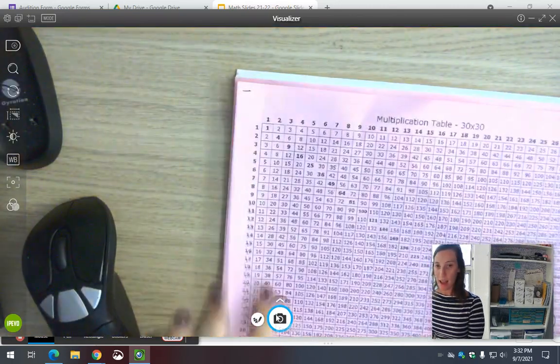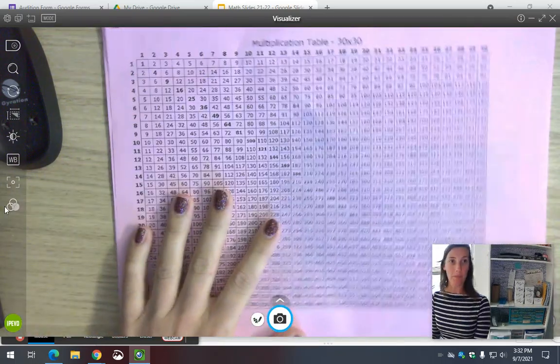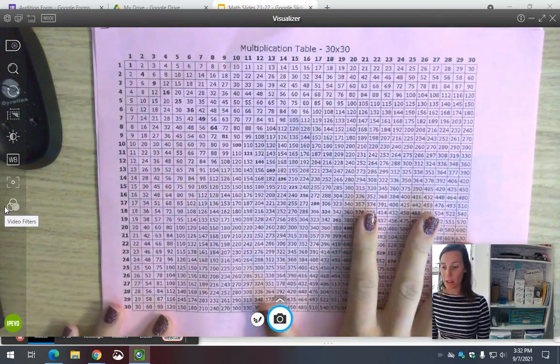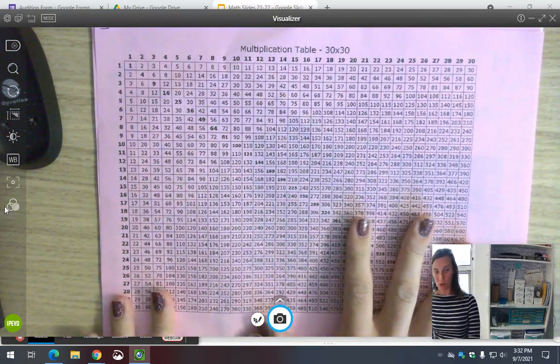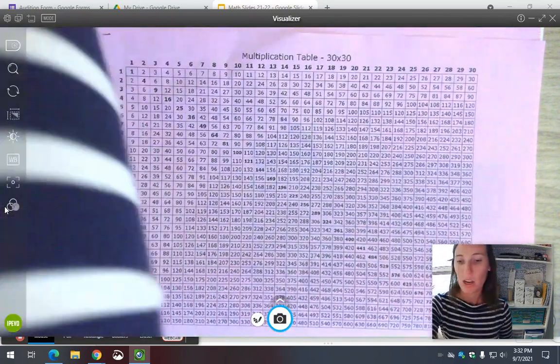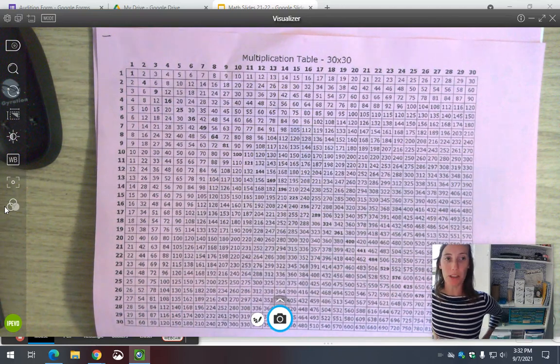So we're going to spend all our time today on this multiplication table. This can be an absolutely vital, huge help to you, but you have to know how to use it. And I find that a lot of kids don't know how to use it or don't know when to use it effectively.